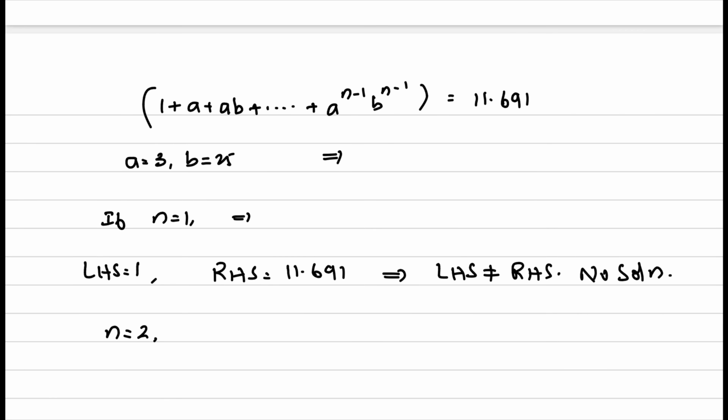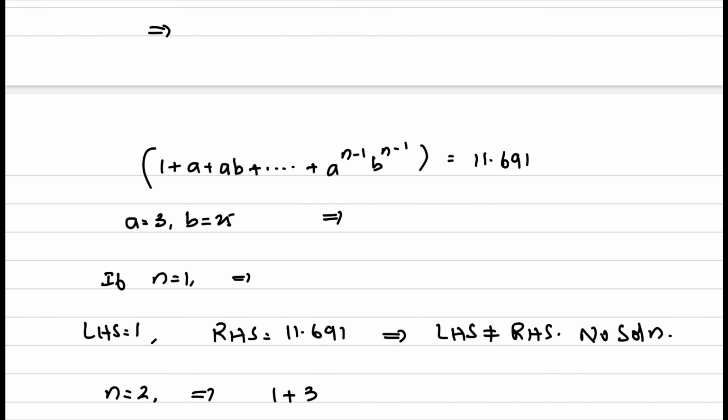If n is equal to 2, 1 plus a. N is equal to 2, 1 ab plus a square b plus a square b square. Plus a square b square when it is divided by ab is ab, 3 into 25. That is equal to 4 plus 75, 79. That implies left hand side is not equal to right hand side.